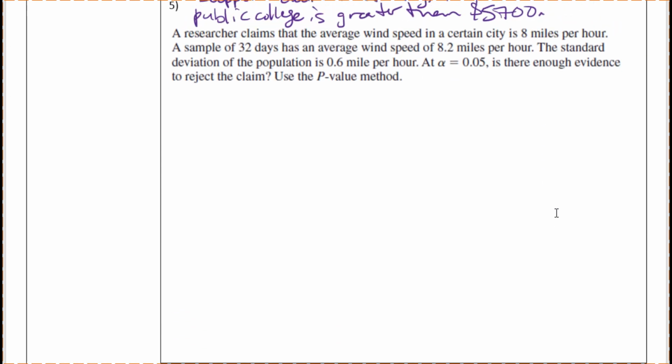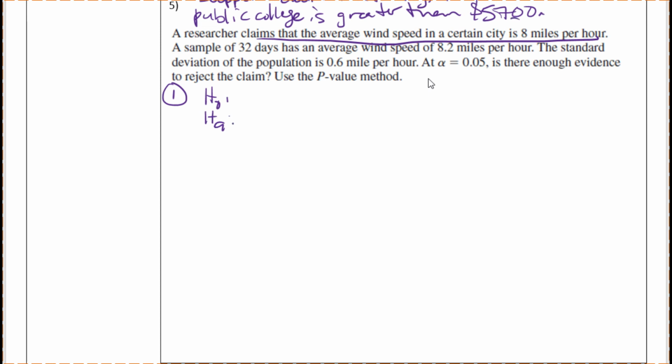So last problem, we're going to be looking at another type of test, a two-tailed test from the looks of it. It says the researcher claims that the average wind speed in a city is 8 miles per hour. So that's our claim, underline that. Let's label that as our first step. So we have our null and alternative hypotheses.